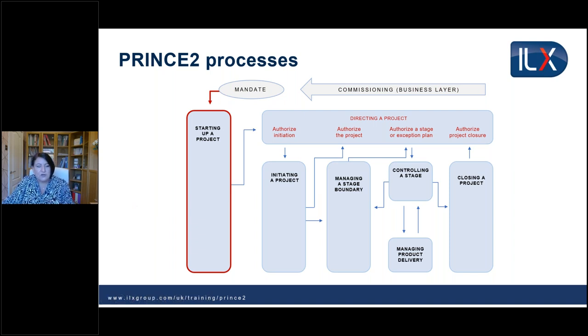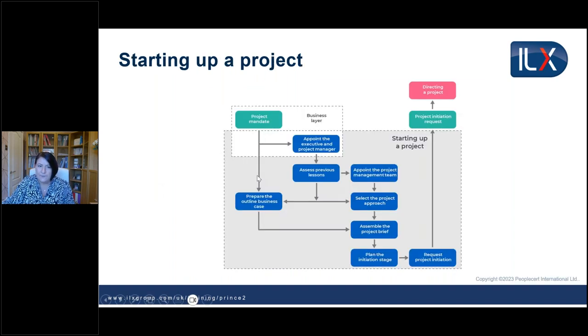So let's have a look at the activities that we do in starting up a project. Now, each of those blue boxes are activities, things that need to be done. The green box at the top, the project mandate, is the trigger to come into this. And the first activity we have is to appoint the executive and project manager.